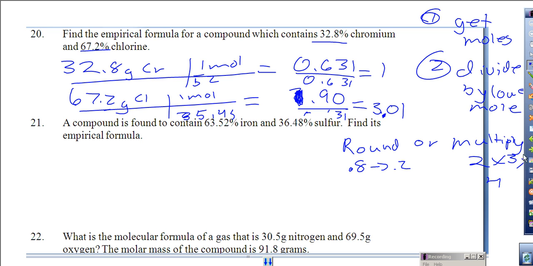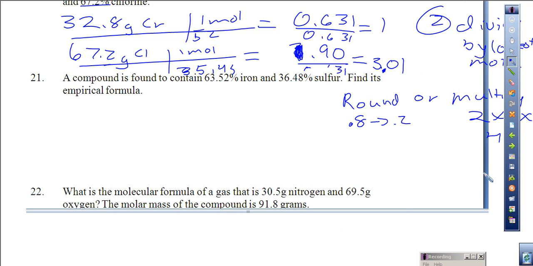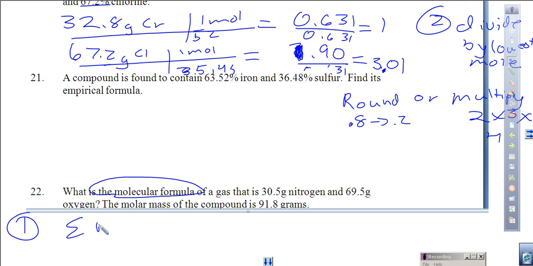So I don't want to do 21, and 22 is going to be fun, so let's do that one. That kind of sort of rhymed. All right, so this is talking about molecular formula. It wants to know what the molecular formula is. So in order to find the molecular formula, first thing, we need to know the empirical formula mass. If we don't know what the empirical formula is, i.e. they don't give it to you in the problem, that means you have to find the empirical formula, which is what we just did. So we have 30.5 grams of nitrogen.